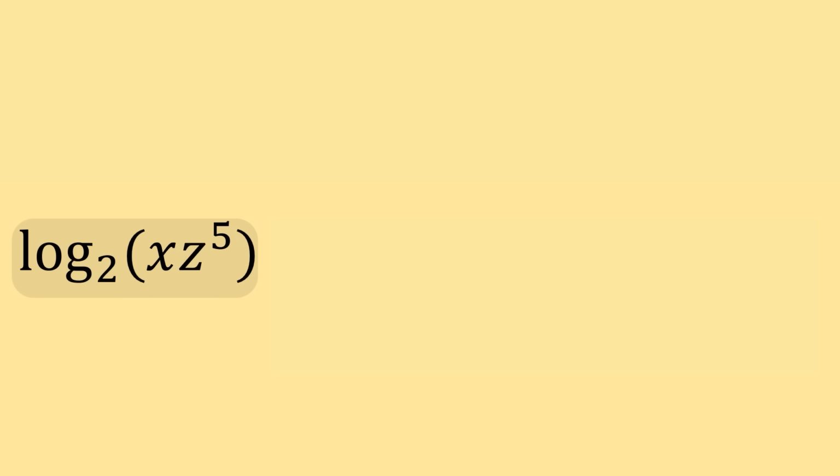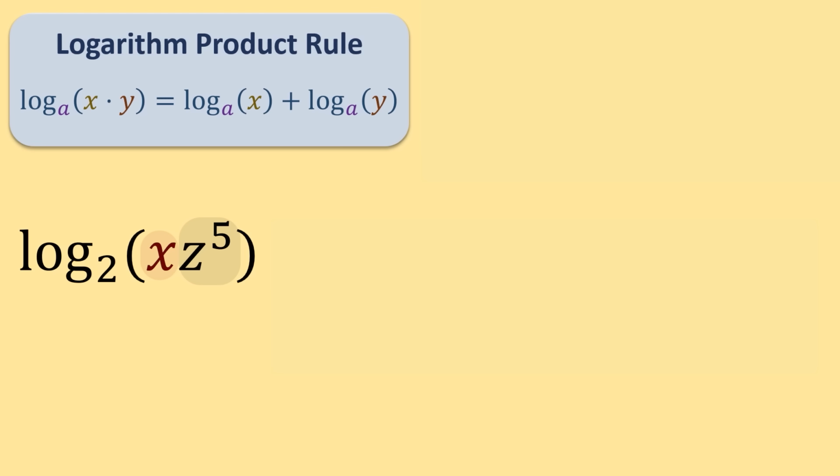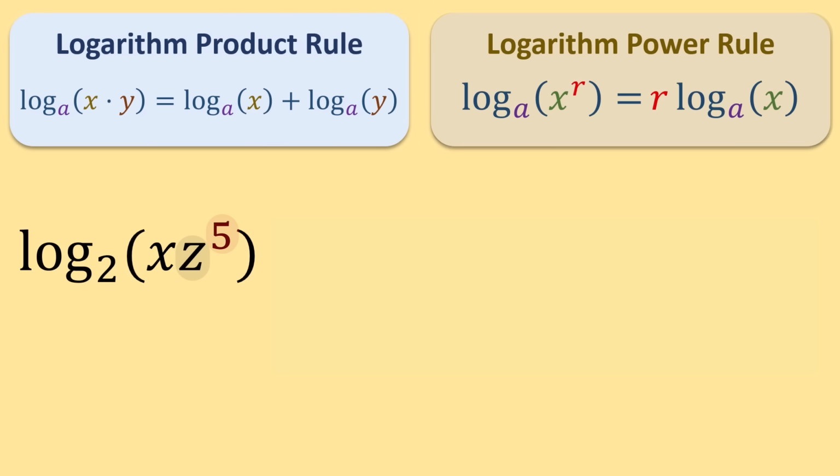Now that we've warmed up using one rule at a time, we are going to work through some problems that expand a single logarithm using two of the rules at a time. Consider our first problem, log base 2 of x times z to the 5th power. We scan the inside of our logarithm, and I see the product of two variables, so we may be using the product rule. One of the expressions in our product has the power of 5, so I think we may need the power rule as well.